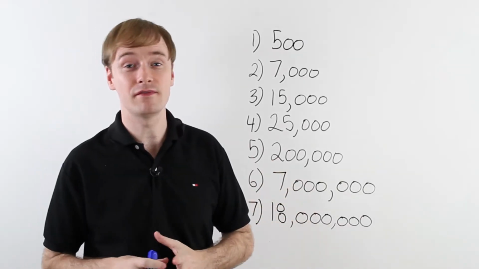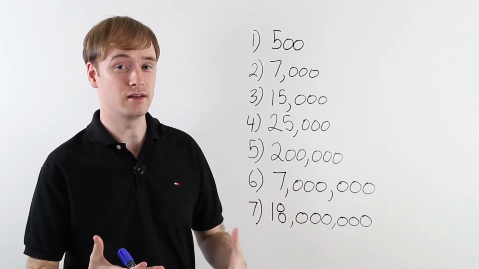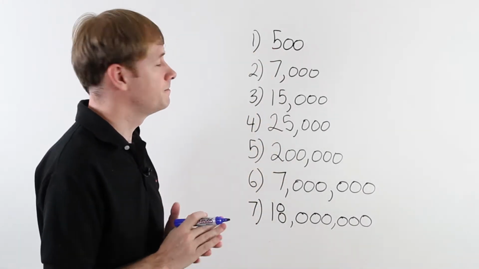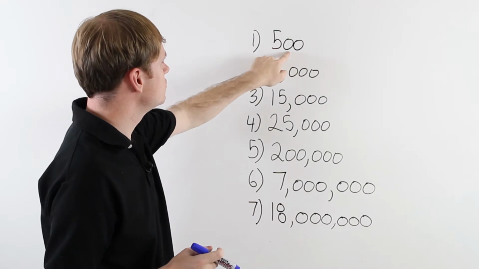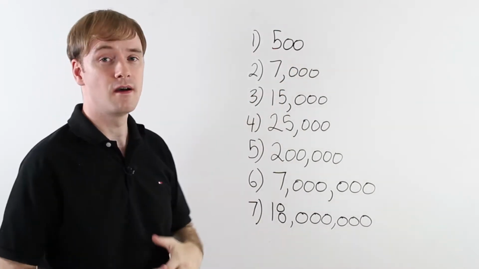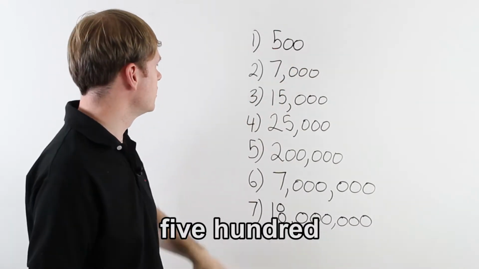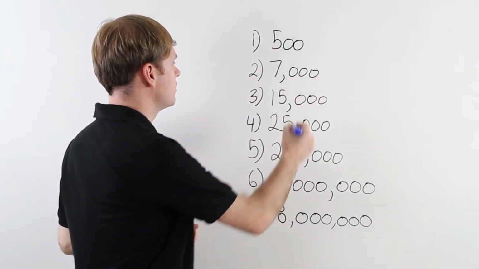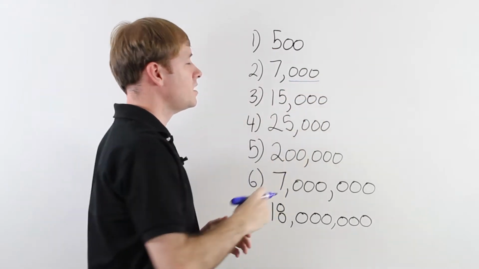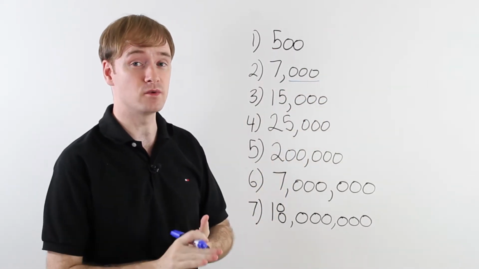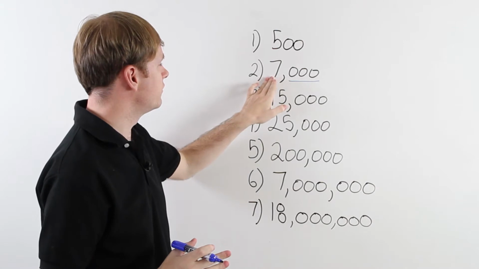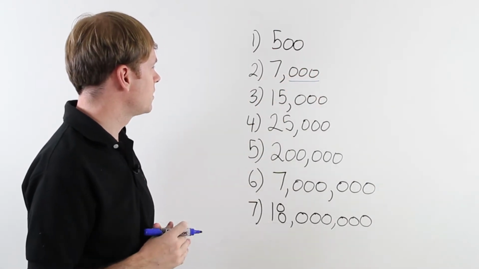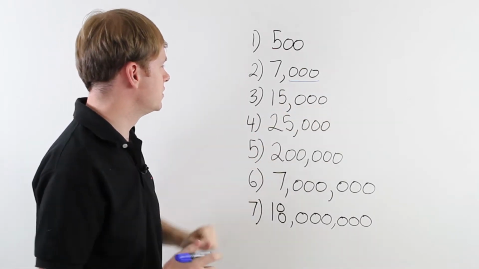Okay, so I have 7 numbers here for us to practice how to say them. So let's take a look. The first one, very easy. We have the 2 zeros here. This is simply 500. Okay, let's move to number 2. Now number 2, we can see we have the 3 zeros here. And I told you that means 1,000. So this is 7,000.